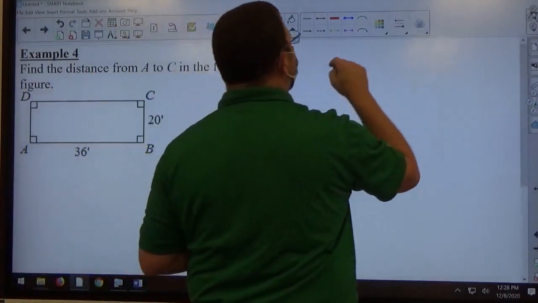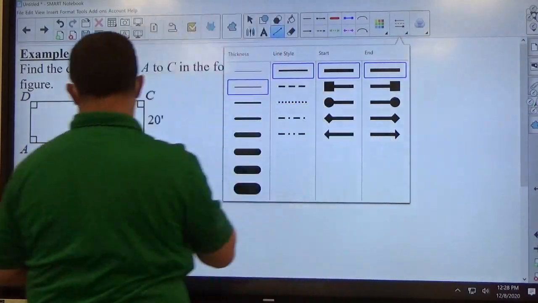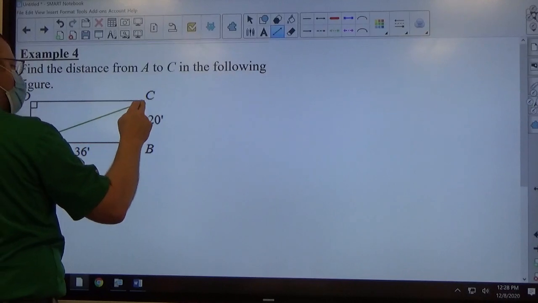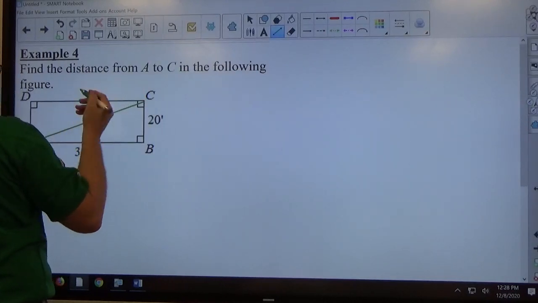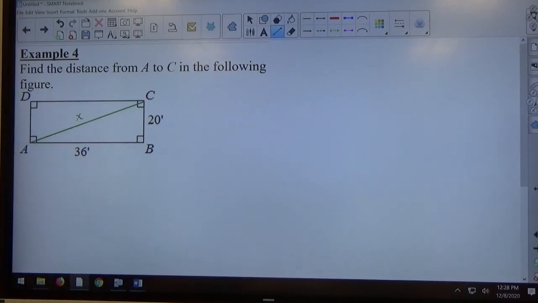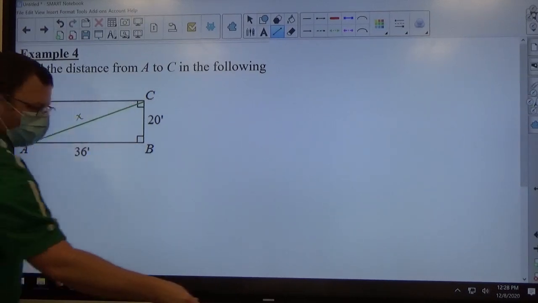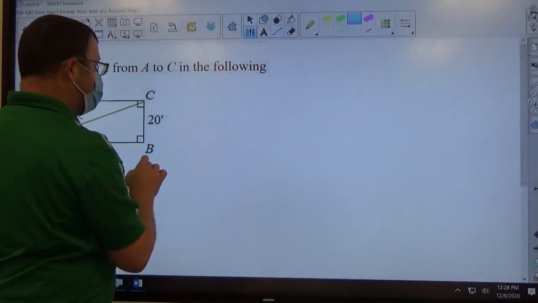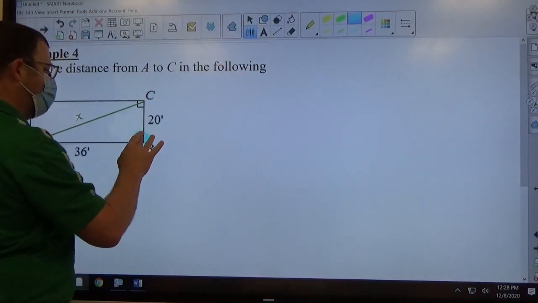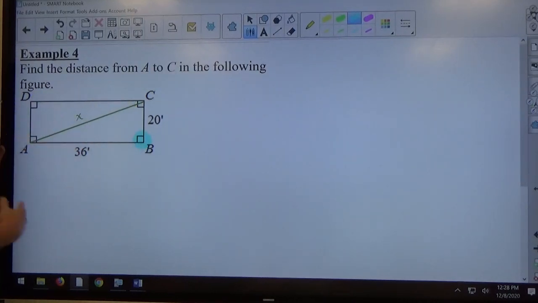So if I draw a segment here to represent that length, that's what I'm looking for, the length of this piece. Let's just call that X to give it a name. Even though it's a rectangle, if I focus in on the bottom portion, ABC particularly, I'm looking at a right triangle within this rectangle. There's a right angle. ABC is a triangle, so it's a right triangle.